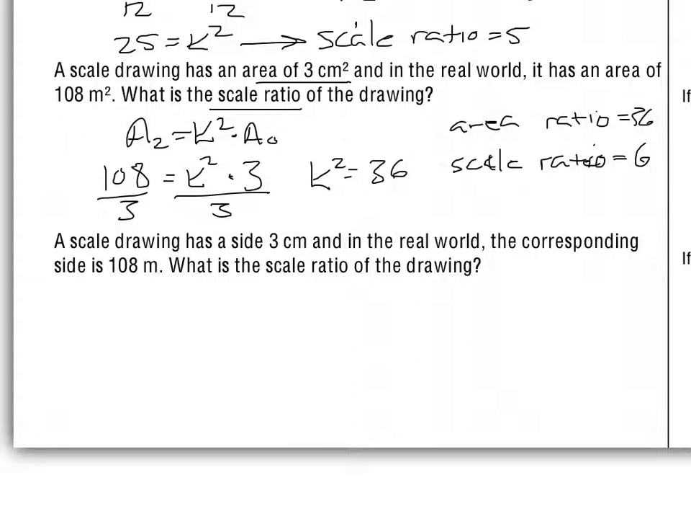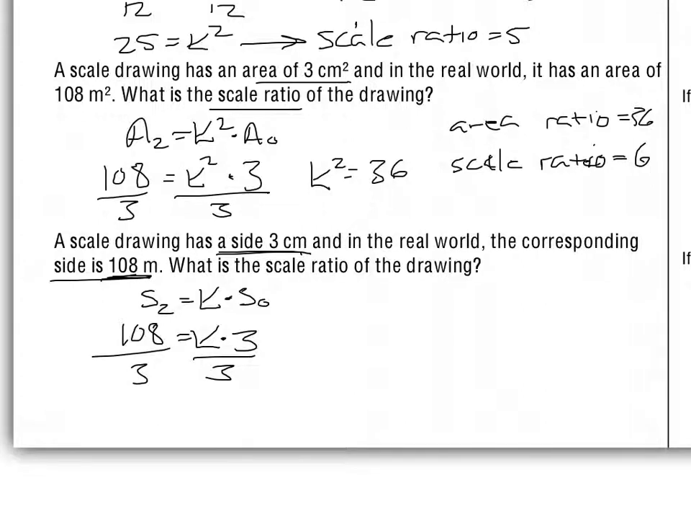Alright, so it says a scale drawing has a side. Now this is where we've got to be careful. We're looking at a side here now instead of an area and the corresponding side. So this is going to give us directly our scale ratio. So we're going to have side 2 is equal to the scale ratio, just k, times whatever the original is in the drawing. So in the drawing, it's got a side of 3. So k times 3, and we get that the real world side would be 108. Divide by 3, divide by 3. So that tells me that k, or the scale ratio, is equal to 36.